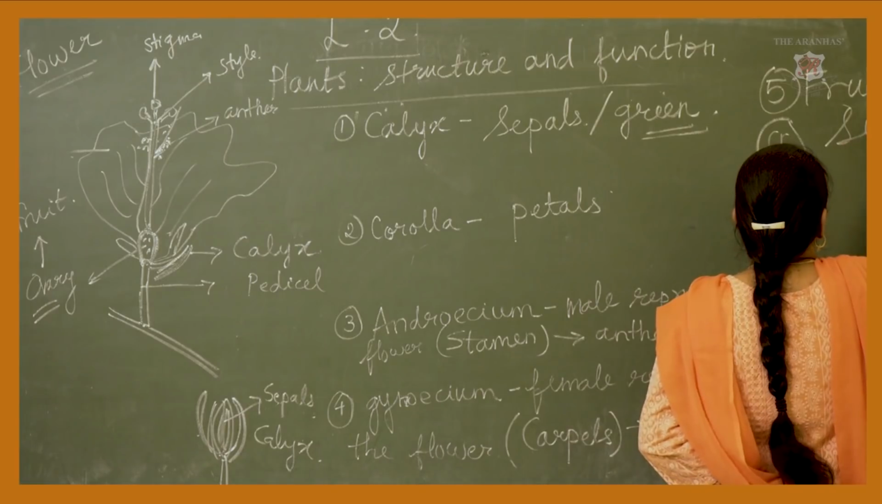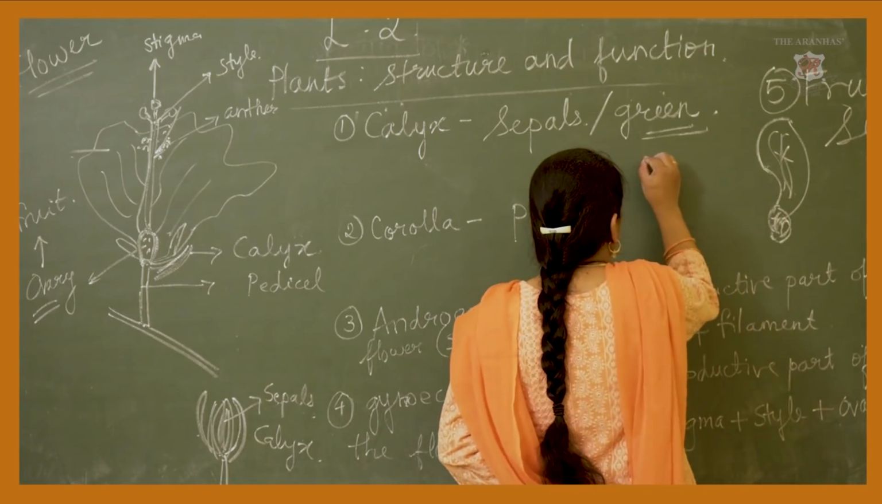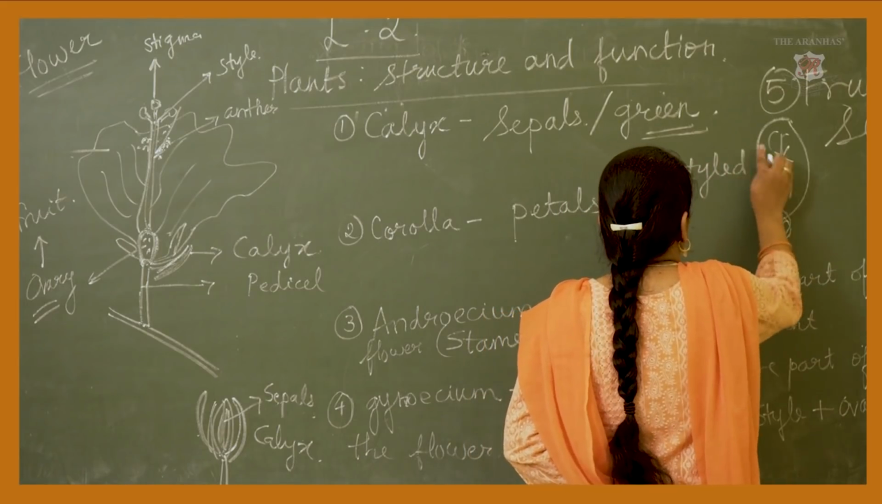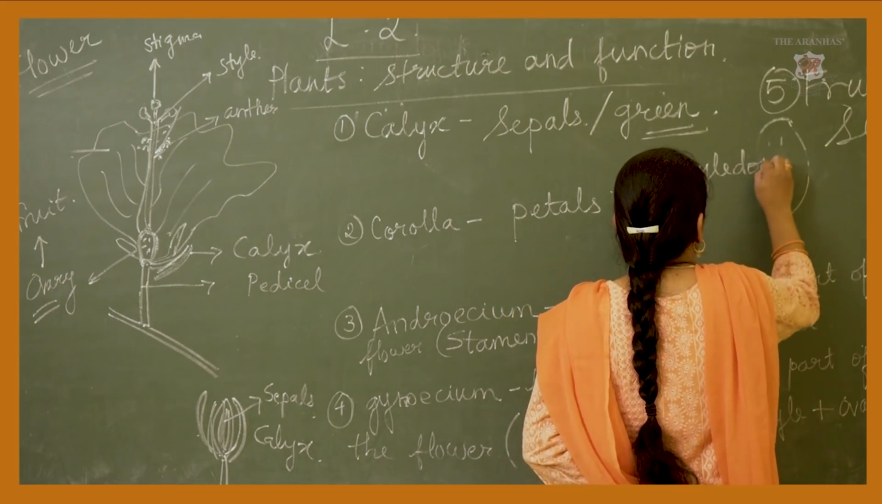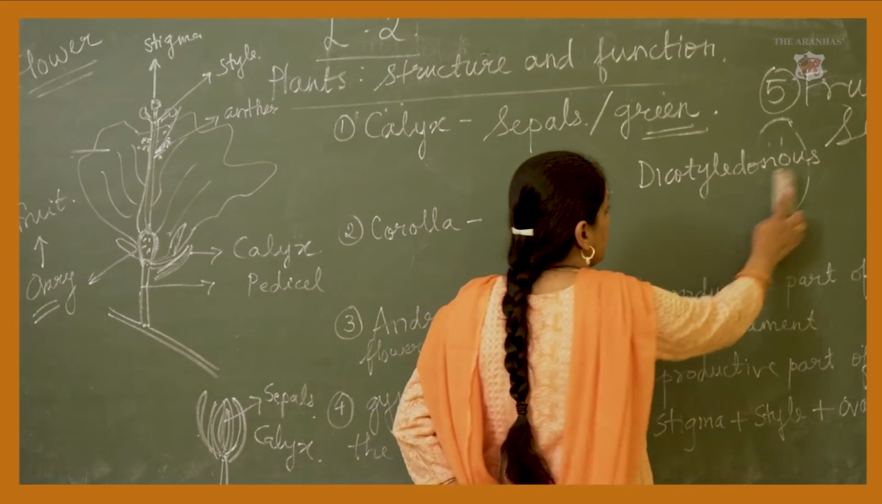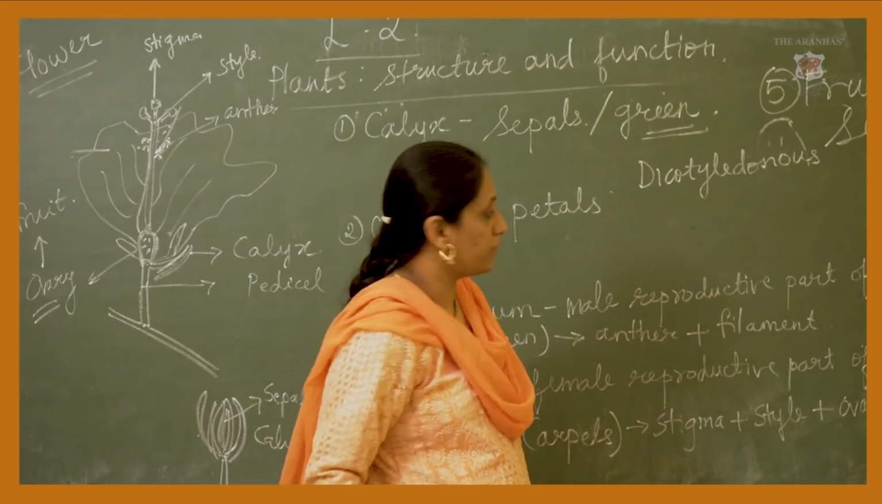Fruits contain seeds. They have explained seeds to you in detail. There are two types of seeds, dicotyledonous and, only 2 minutes are left, the lesson is over.